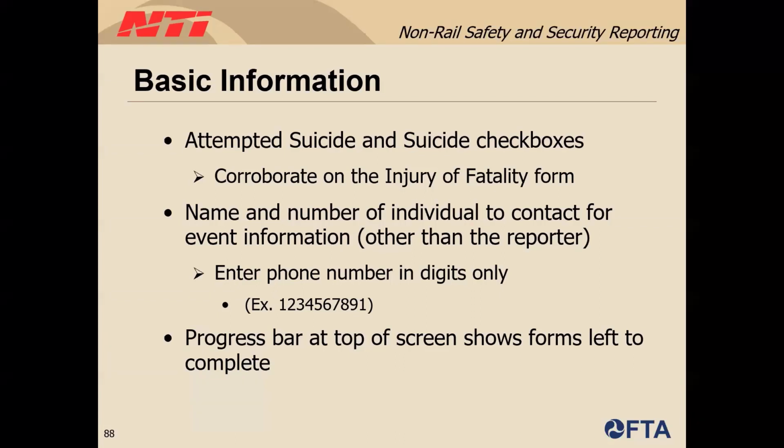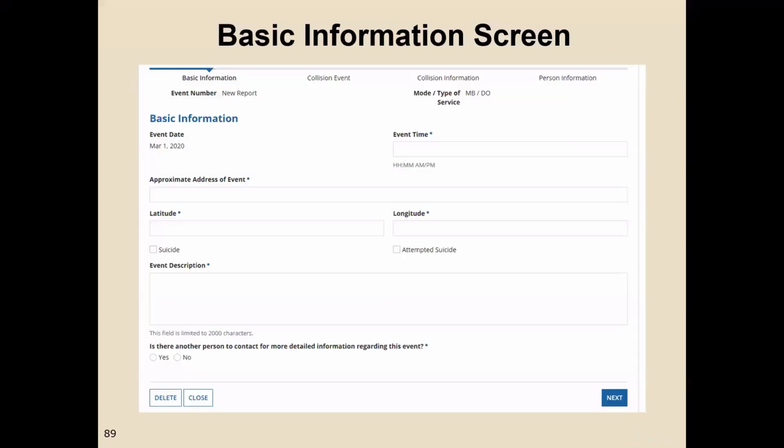When you enter a phone number, enter only the numbers and no parentheses or dots or dashes. The field will self-format. The basic information screen is also the first screen that the progress bar appears on. This bar shows you how many subsections you have to complete and your progress thus far. This is a snapshot of the basic information screen.